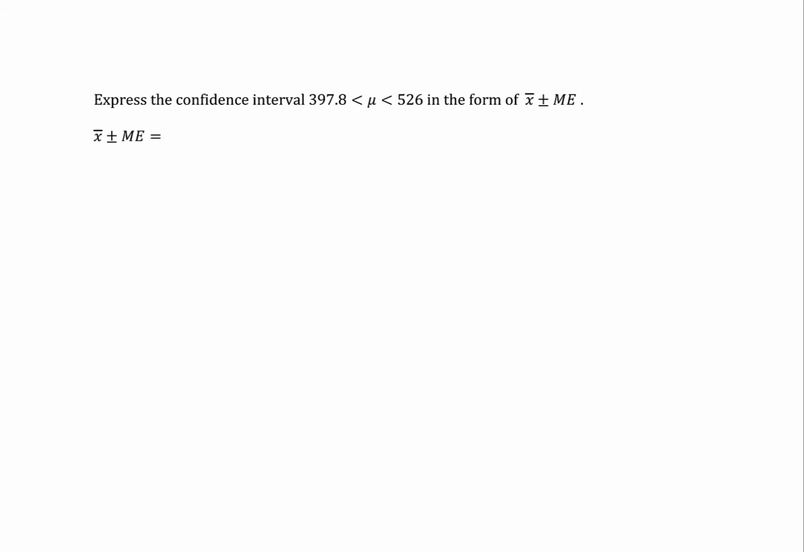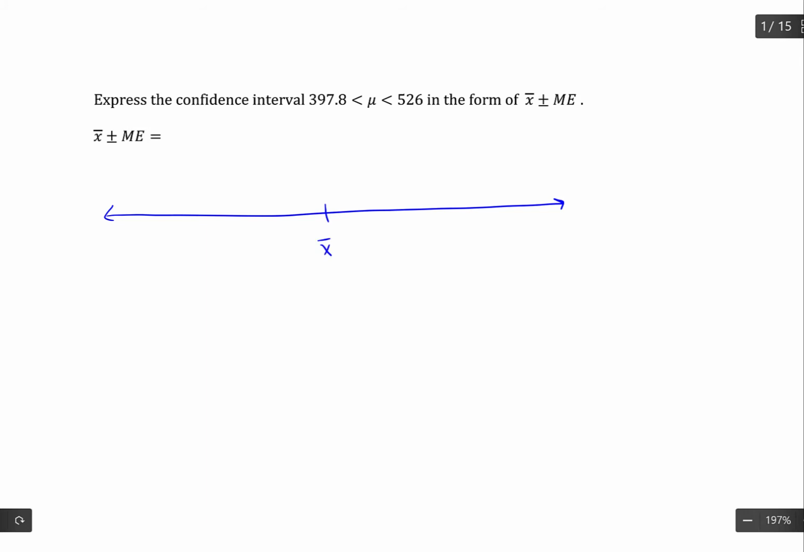So if we think about how a confidence interval is constructed, we have on a number line a point estimate. And that point estimate, if we're doing a confidence interval for the mean, is the sample mean. And what we're saying is that on this range of values, from 397.8 over to 526, our population mean lies somewhere on that interval with a certain level of confidence.